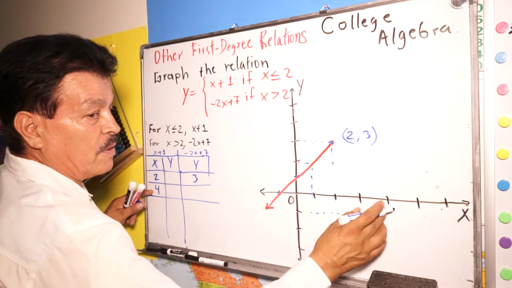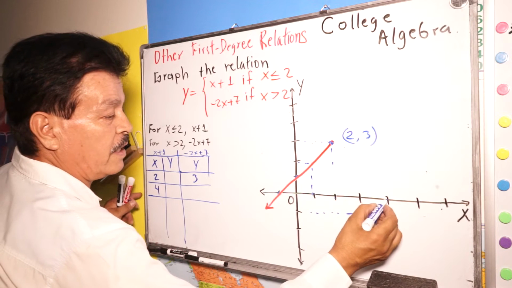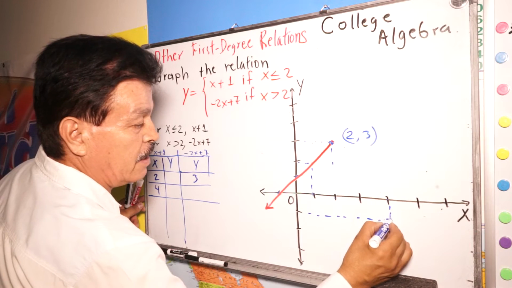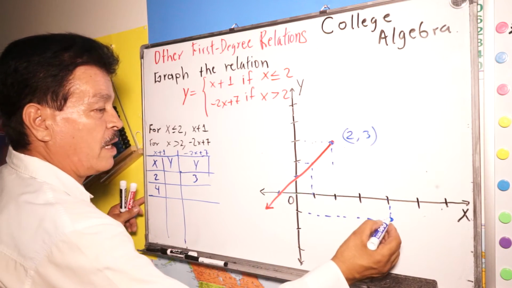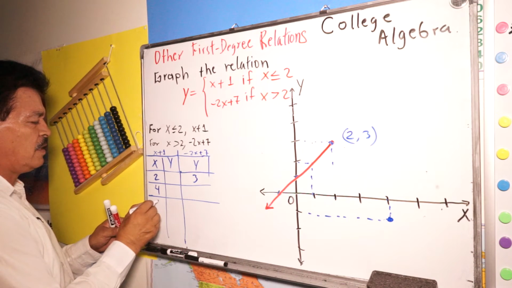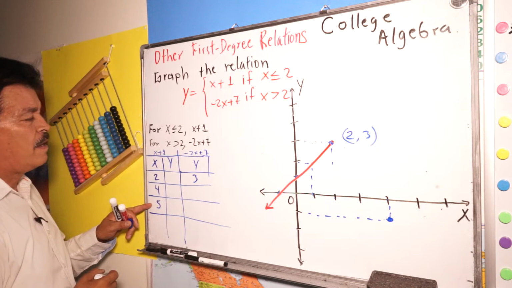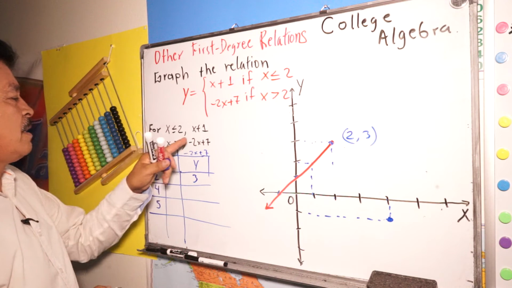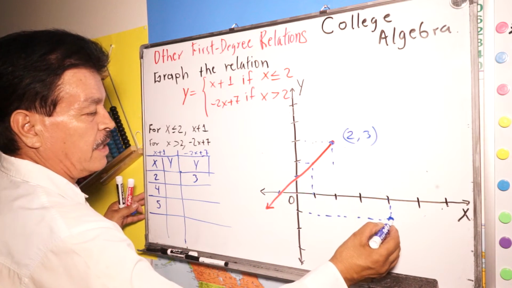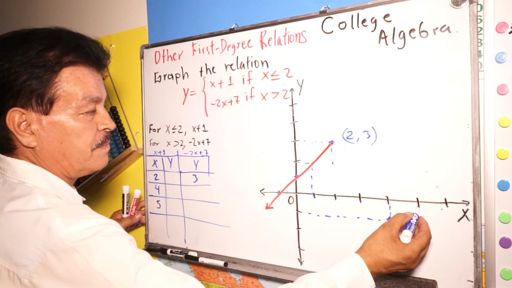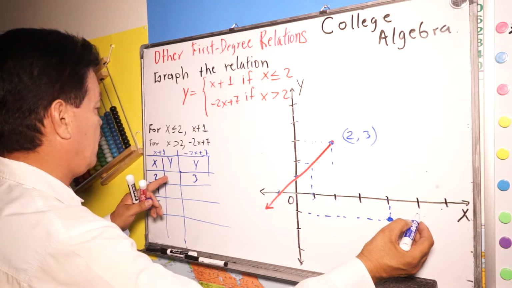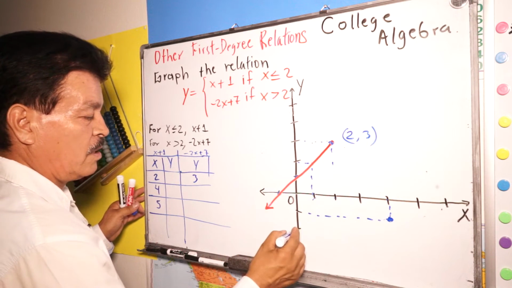When x is 4, alright? 1, 2, 3, 4 right here, and then negative 1 right here. You have one point there. So it is enough. Well, at least let's give it one more, 5 for instance. 5 times negative 2 is negative 10 plus 7 is negative 3. So 5, 1, 2, 3, 4, 5, and negative 3, 1, 2, 3.